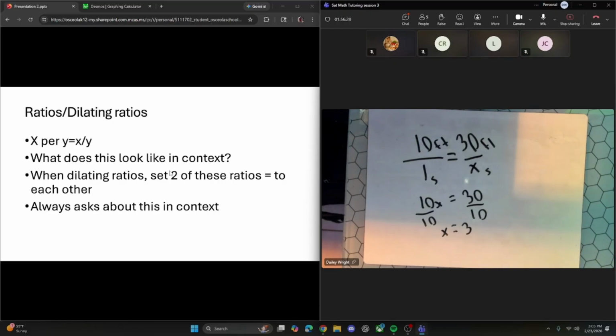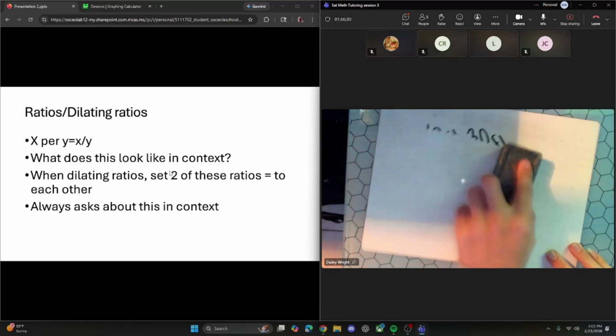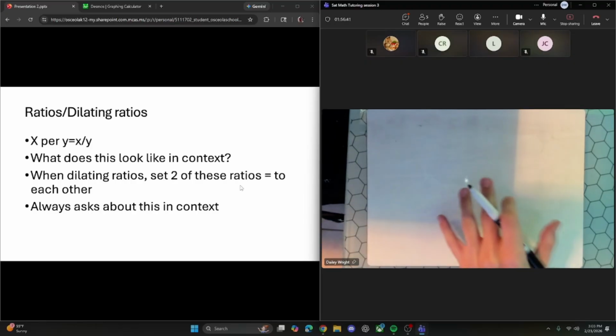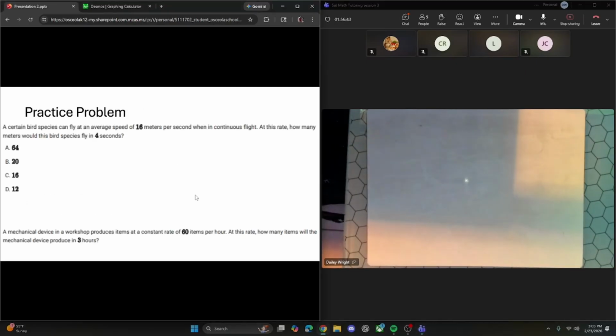That would be like a problem in context. And it always asks about this in context. This looks confusing out of context. That's why once we get into the practice problems, it's going to be much easier to understand.